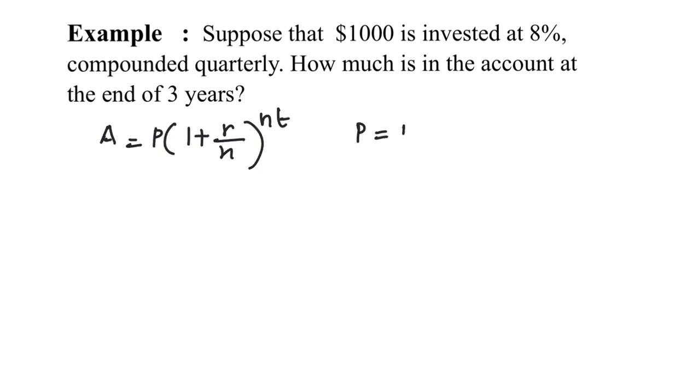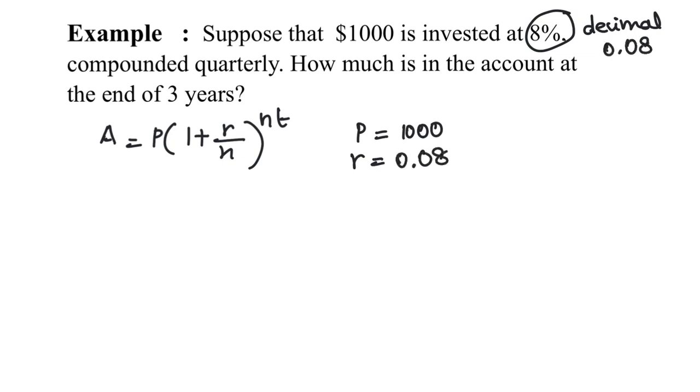So P is given, that is 1000. Rate is 8%. 8% in decimal is 0.08. That means 8 divided by 100. In order to convert a percent into a decimal, we divide that number by 100.